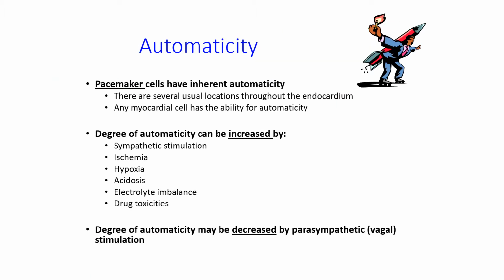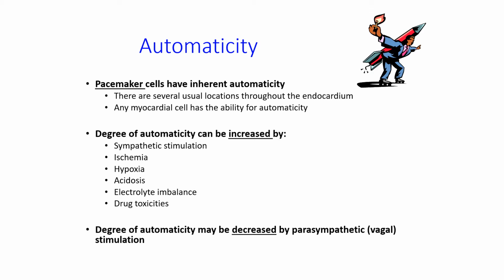Within the cardiac muscle, there are specific pacemaker cells, and they are the ones that inherit the automaticity. There are several locations throughout the endocardium that claim to be pacemaker cells. Any myocardial cell has the ability for automaticity, and the heart will respond to the strongest and the fastest pacemaker cells, or wherever the impulse comes from. Increased automaticity is the mechanism responsible for many cardiac dysrhythmias we will be studying.